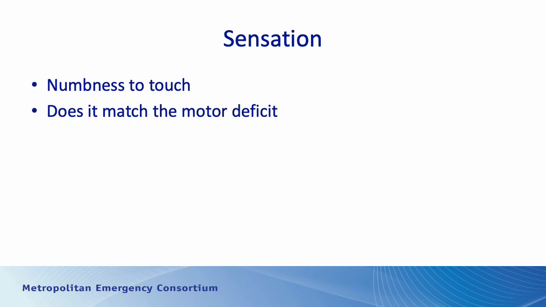Sensation, think about numbness to touch, and think about, does it match the motor deficit? If the patient's having right-sided weakness and left-sided numbness, that is very unusual, less likely to think about a stroke. However, if they have numbness and weakness just on the same side, it goes along with having a stroke.